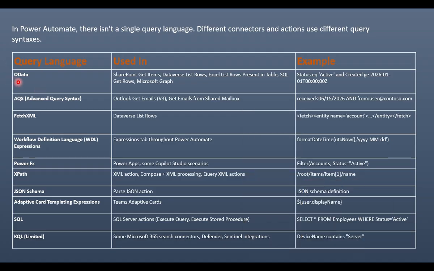So as you can see here, we have OData. Okay, so OData is a query language, a protocol actually, and the OData syntax is used in SharePoint get items, Dataverse actions, Excel list rows actions, SQL, Graph APIs. Okay, so this is the example of the syntax, or the expression. So we need to follow this kind of expression while working with OData queries.